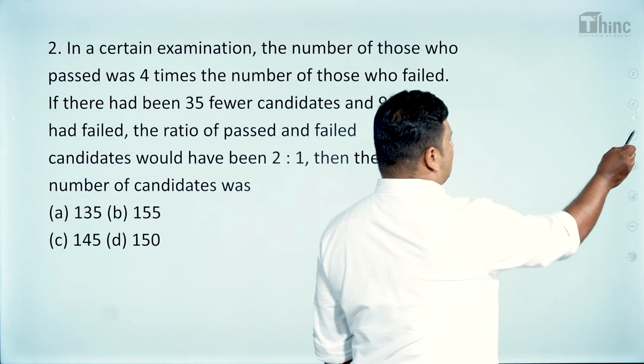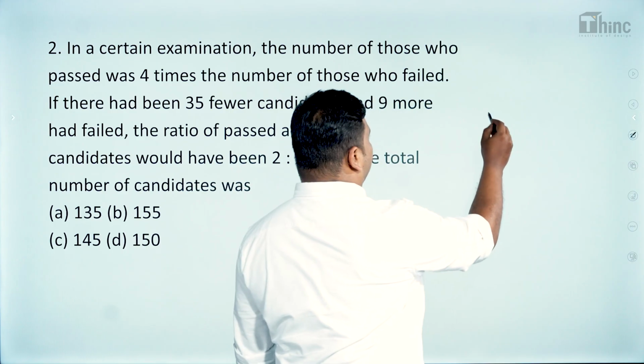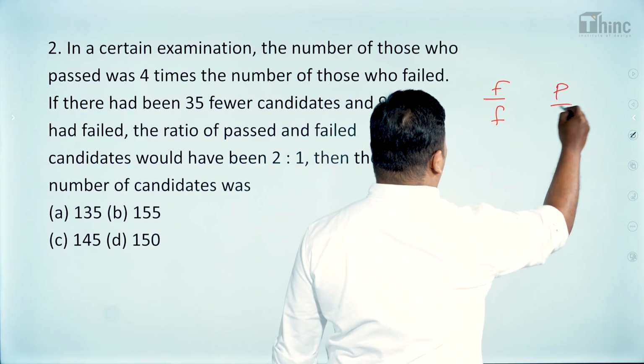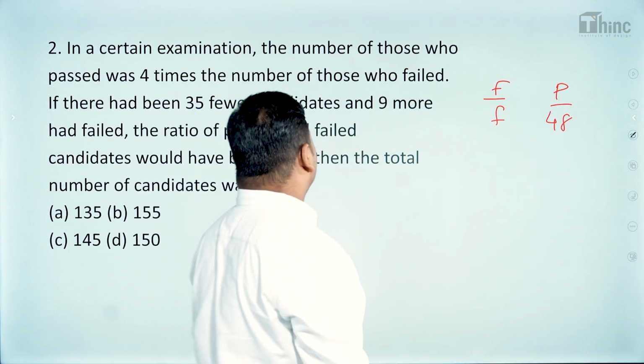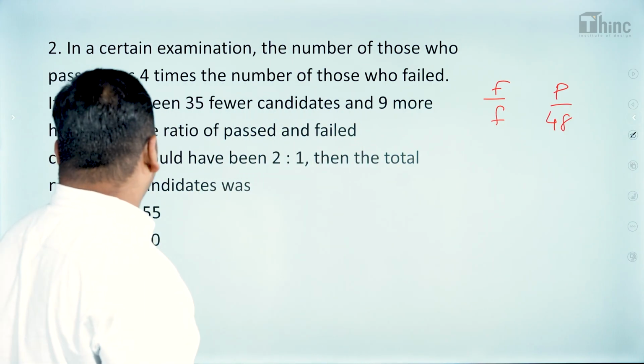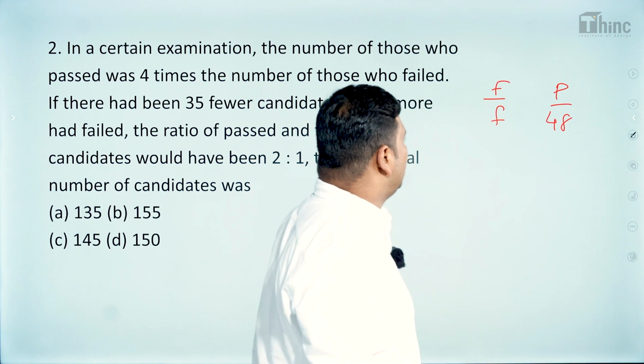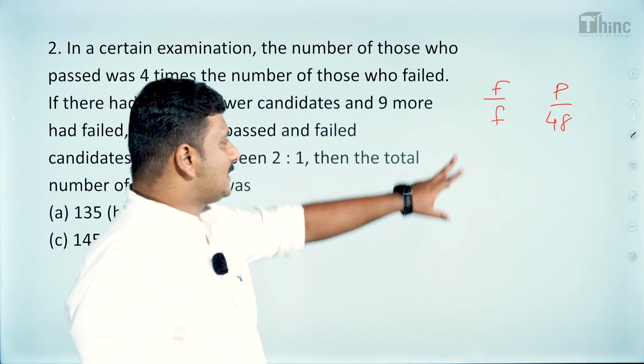Okay, let's assume initially, let's say there are F number of people who failed. So number of those who passed will be 4F, right? So in a certain examination, those who passed is 4 times those who failed. So if those who failed is F, those who passed will be 4F.